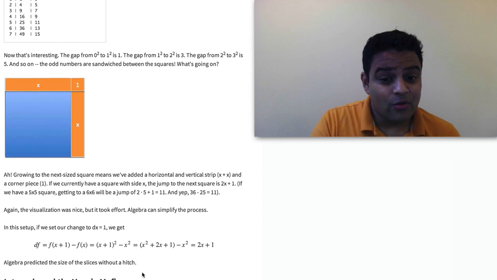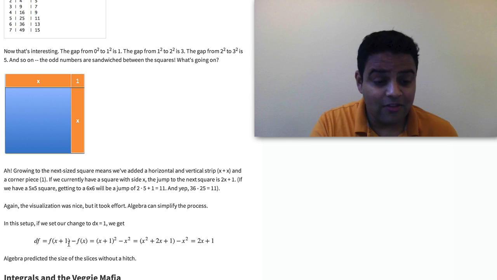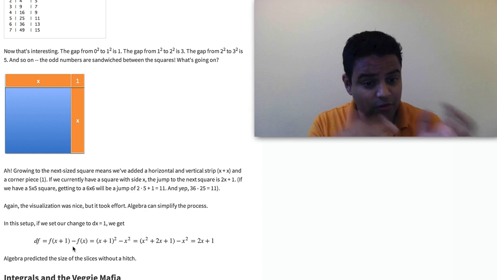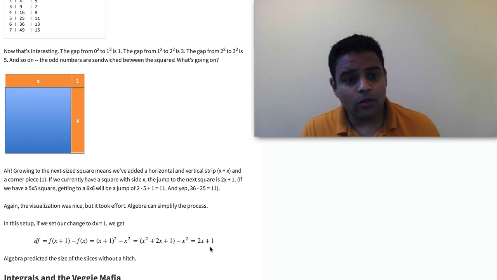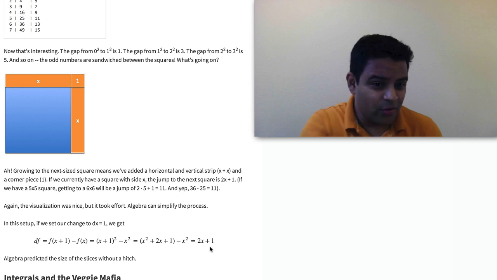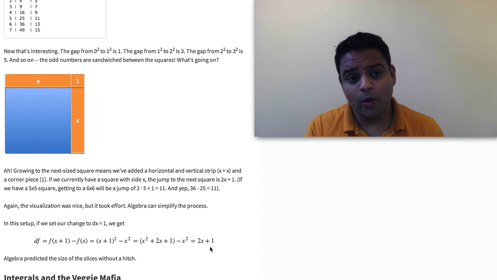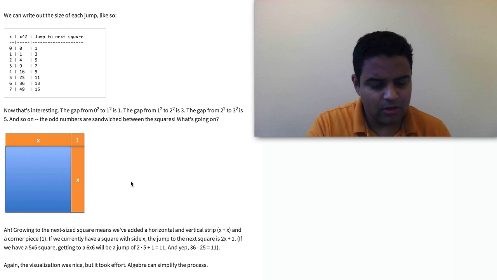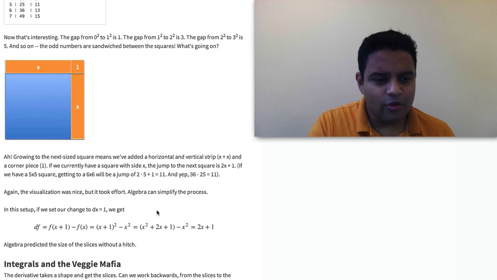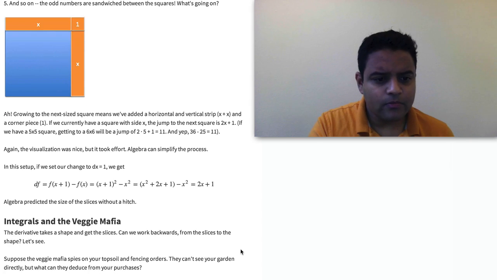We can figure that out with algebra as well. We can take our df, the difference between the new value and the old value, and when we work it out, we get 2x plus 1. So we found it with algebra, or if you want to call it calculus because we're using df. Calculus told us that the difference should be 2x plus 1, and then we visualized it and checked it in arithmetic, and it seems to make sense. So that's pretty cool. We have 2x plus 1 as the derivative of x squared, it seems.